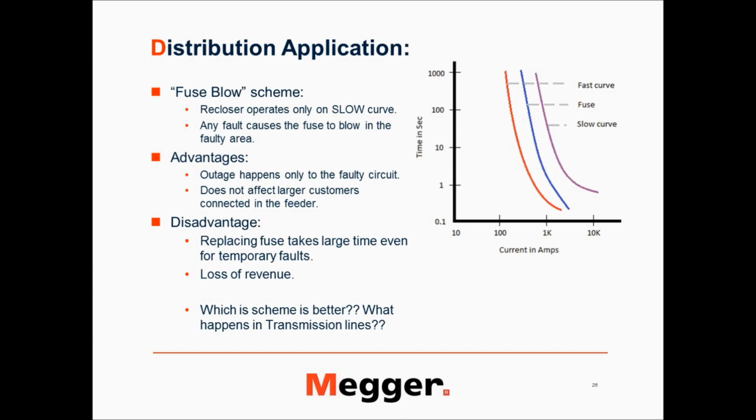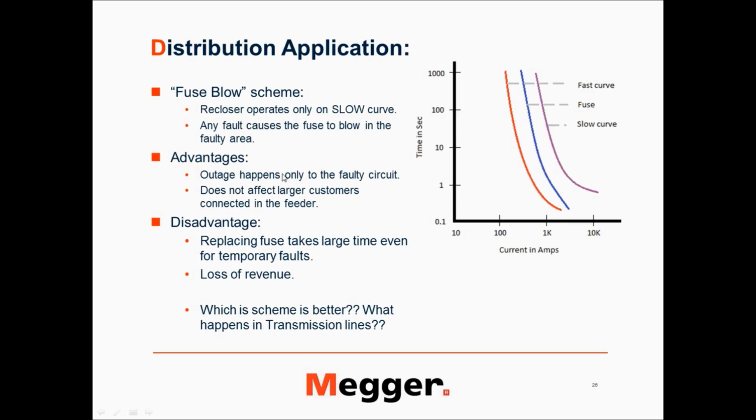The fuse blow scheme is quite opposite to what we saw. The reclosure is going to operate on the slow curve, and you have this fuse protecting your reclosure as well. So your fuse will blow even before the auto reclosure comes into the picture. Any fault, it doesn't matter, any fault causes the fuse to blow in the faulty area.